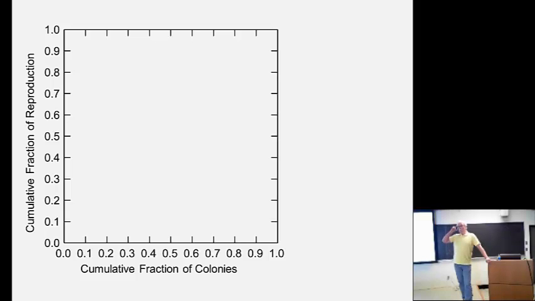These are the colonies that we were looking at in detail for their reproductive output. Okay, this is a Lorenz plot. You've probably seen this. Basically, we're looking at colonies ranked by the amount of reproduction they had, and this is the cumulative fraction of colonies. And this is the cumulative fraction of reproduction that those colonies are responsible for.